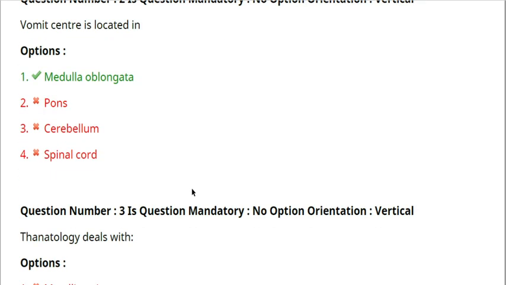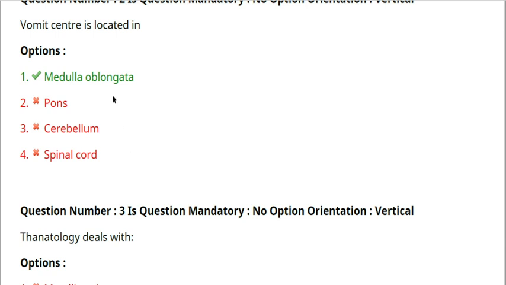Vomit center and respiratory center are all located in the medulla oblongata. So what is the function of the pons? The pons is involved in the sleep-wake cycle. Whereas the cerebellum is involved in maintaining posture because it coordinates muscle movement. The functions of the cerebellum include touch, vision, learning and emotion.